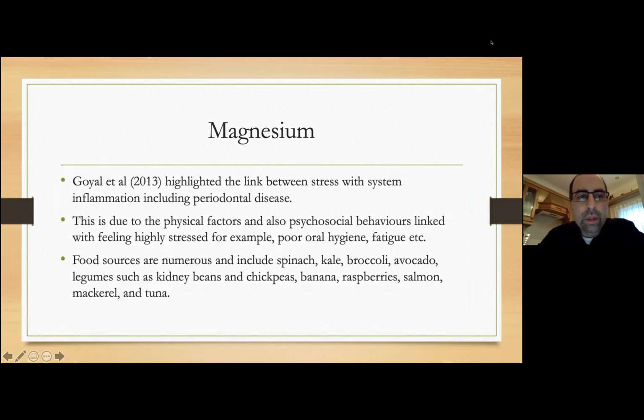So Goyal et al. in 2013 highlighted the link between stress with systemic inflammation, including periodontal disease. This is due to the physical factors and also psychosocial behaviors linked with feeling highly stressed. So sometimes when we see a patient who has very poor oral hygiene, it's because they may have had a very stressful time in their life recently. For example, they may have had a bereavement, or an exam, or a difficult event taking place in their life.